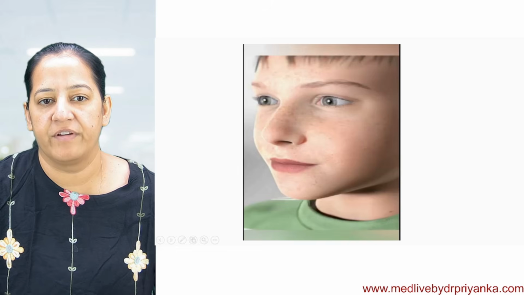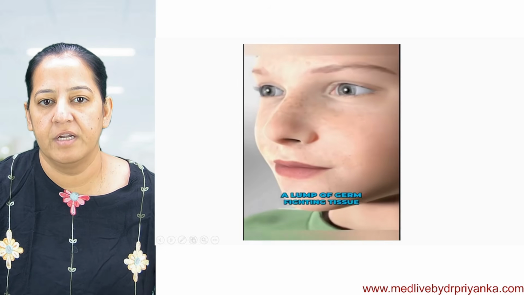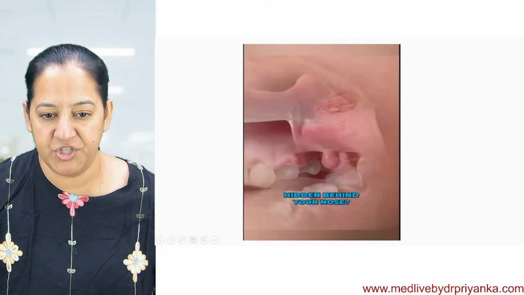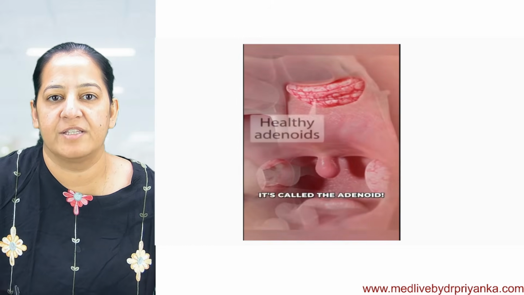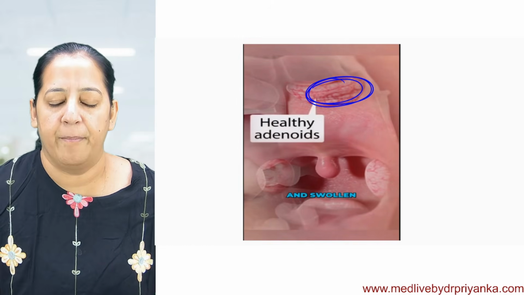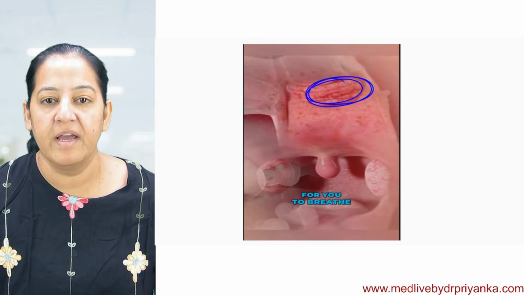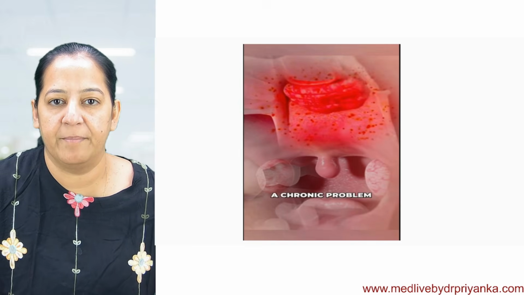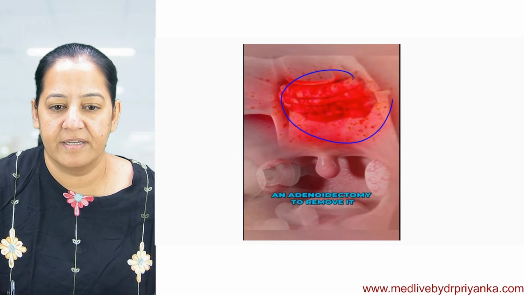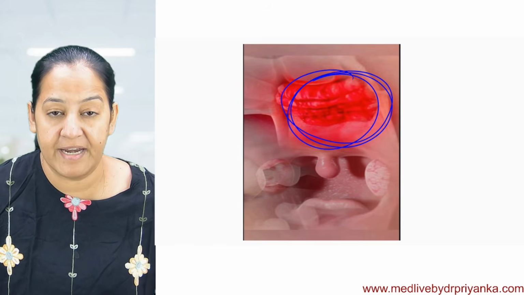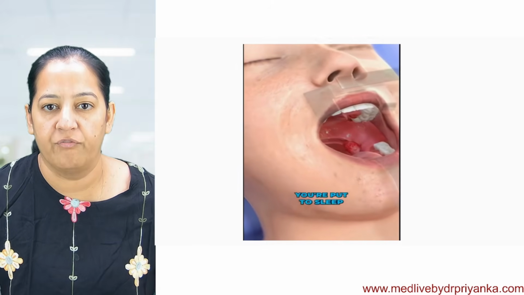Let me show you one more video. You can appreciate this is the child. Appreciate this is the pharynx. Appreciate the nasopharynx. Appreciate the adenoid. Appreciate the size of the healthy adenoid. And appreciate once it becomes inflamed, how it is increasing in size. This is adenoid hypertrophy. Now we are doing the surgery.